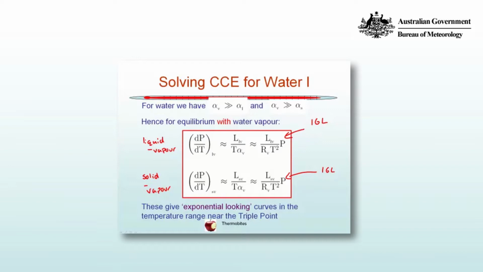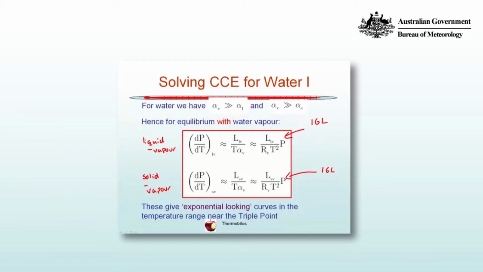For water, we find the specific volume of vapour is very much greater than the specific volume of the liquid, and likewise the specific volume of the vapour is very much greater than that for the solid. And hence for equilibrium with water vapour, we can write the two equations for the liquid-vapour and the solid-vapour equilibria for dP/dT by ignoring the lower specific volume terms. So dP/dT for liquid to vapour is approximately equal to the latent heat between liquid and vapour, that's vaporization, divided through by the temperature and the specific volume of the vapour.